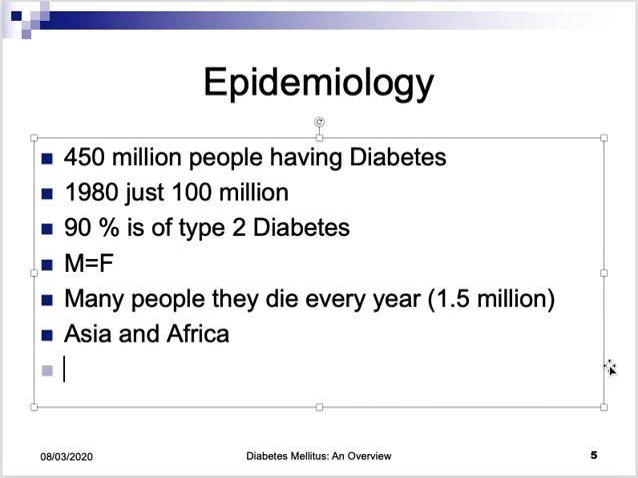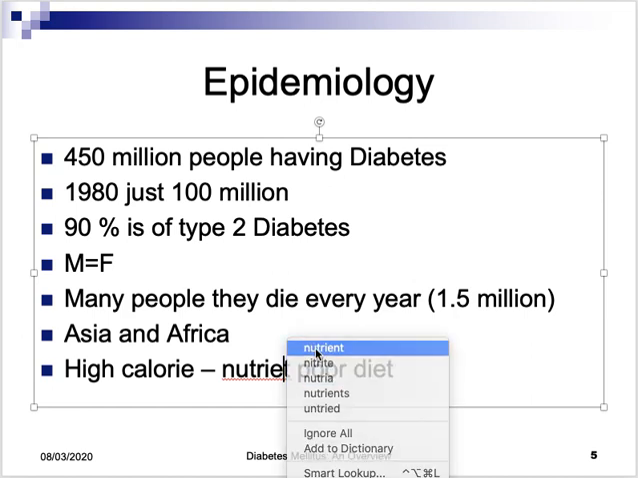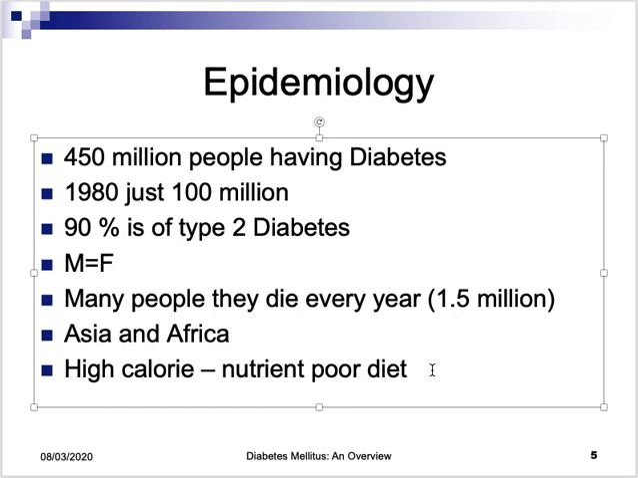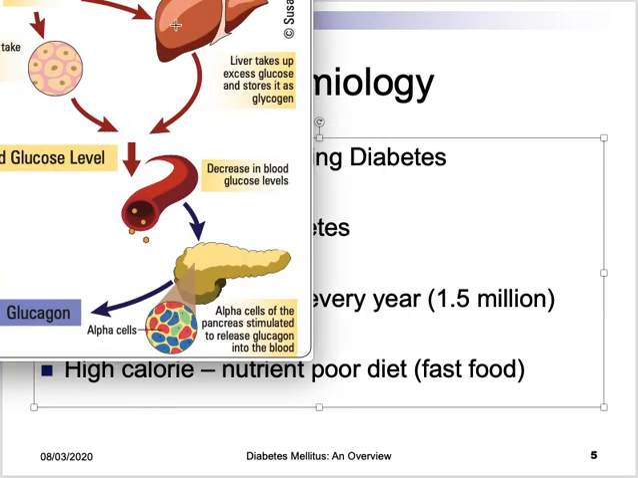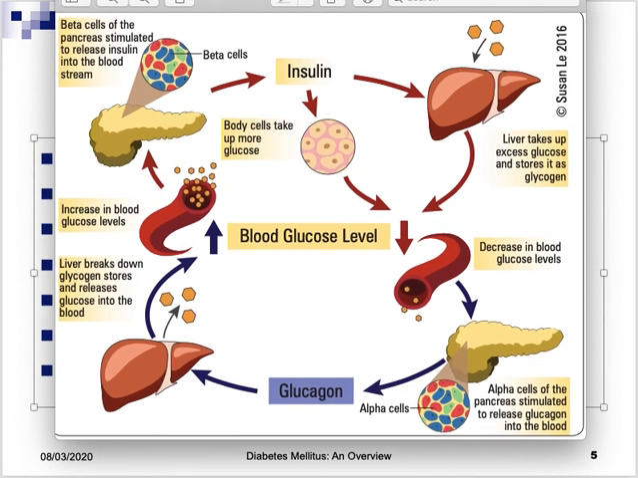Also, one of the things is food. Nowadays people are taking a high calorie but nutrient poor diet, like fast food, for example. So that's one of the reasons, and this is increasing too much. So we will discuss diabetes, and to understand diabetes, of course, we have to understand how the thing goes, and I will show you something here.